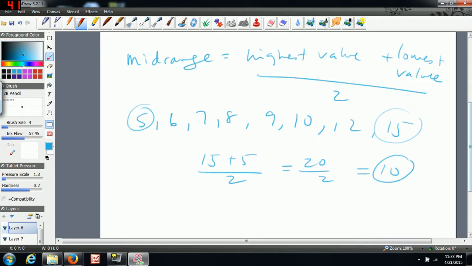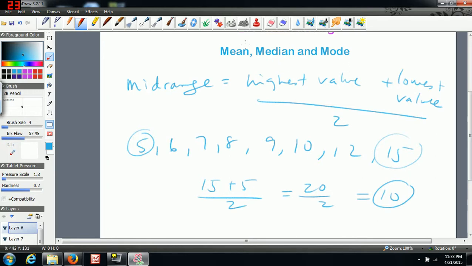Okay, so that's units of measure. I hope that helped you understand. The most common 3, though, of course, are mean, median, and mode.